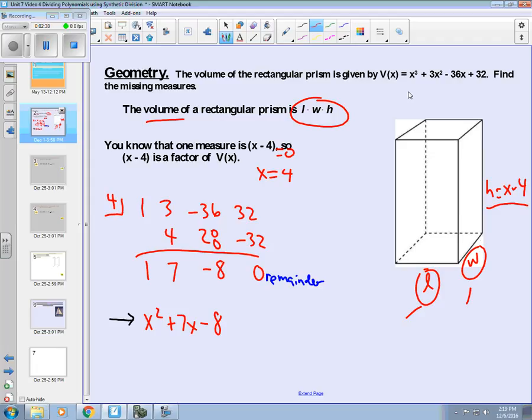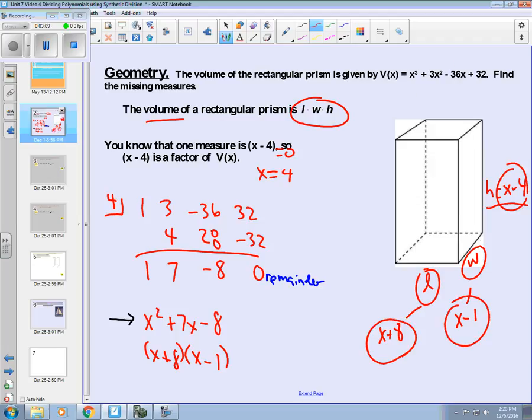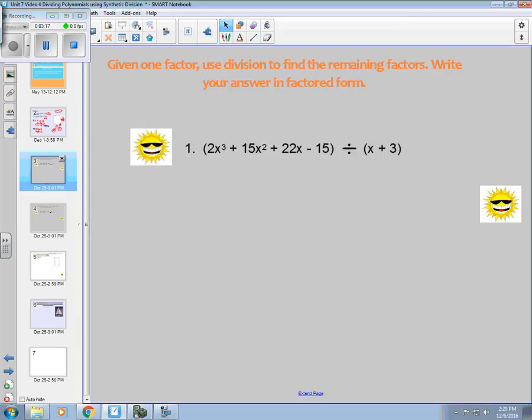To break it down farther, now we use that factoring stuff you did from previous units. So what are the two things that are going to multiply to negative 8 and add to 7? Looks like here we'd want to do a plus 8 and minus 1. So those would be the other two things here. The length and height would be x plus 8, and the other one would be x minus 1. If we multiplied all three of these together now, that would give us that volume. So those would be the missing measures right here. So we're going to be doing stuff like that today, finding all the different factors.